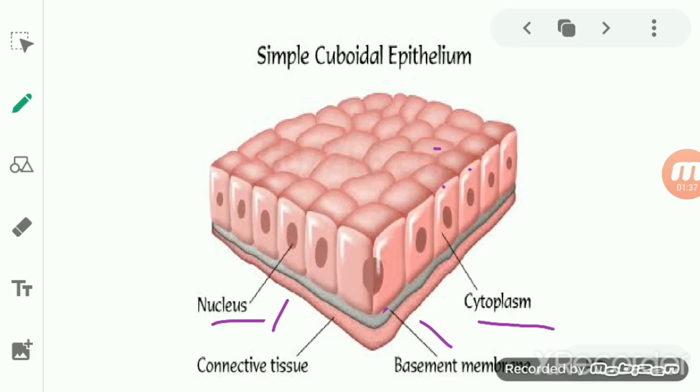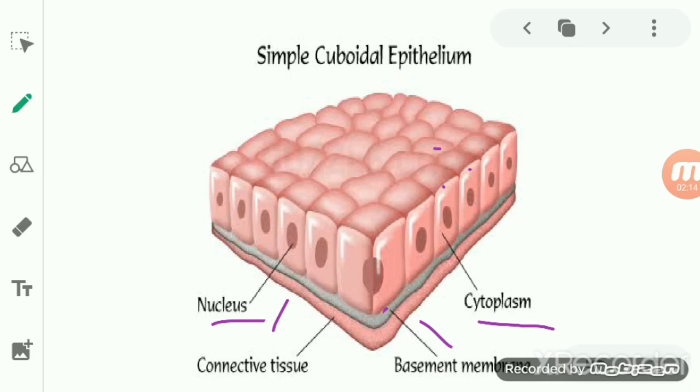Now if we talk about the location, students, basically it is found in the gonads, that is in the testis and the ovaries. Because of that, it is also known as the germinal epithelium. It means it is present at the germinal cells in the seminiferous tubule and in the ovaries also as a cuboidal cell.